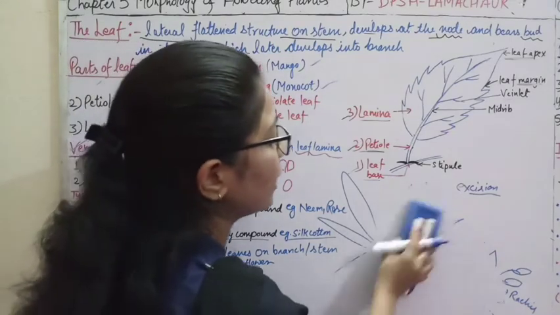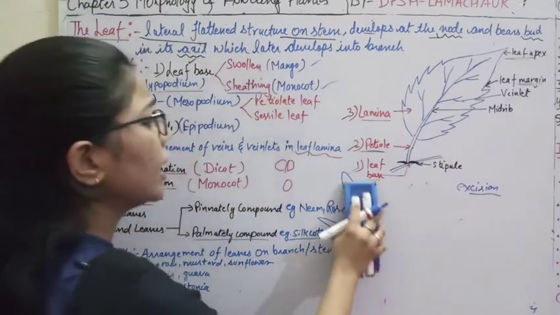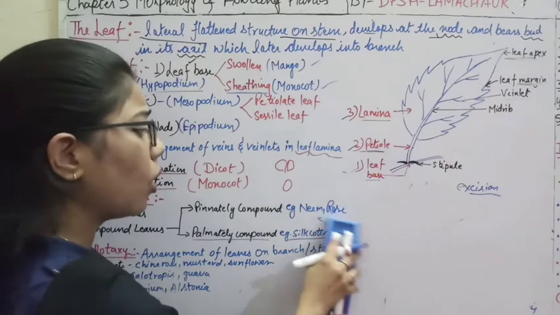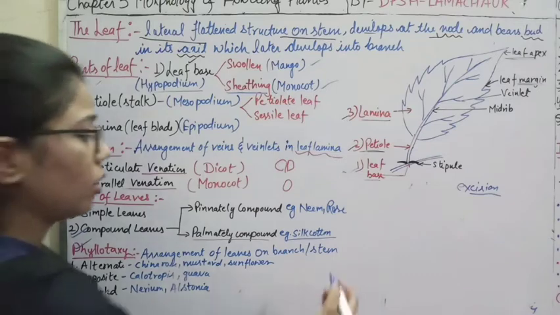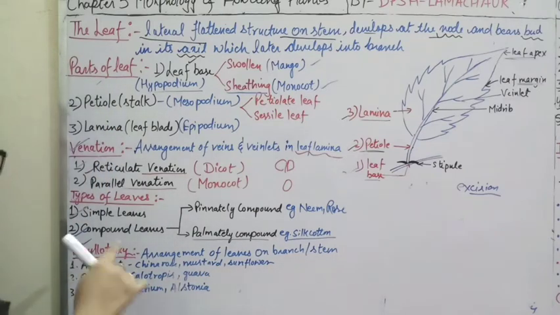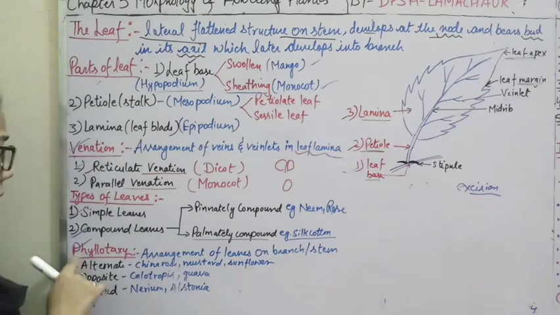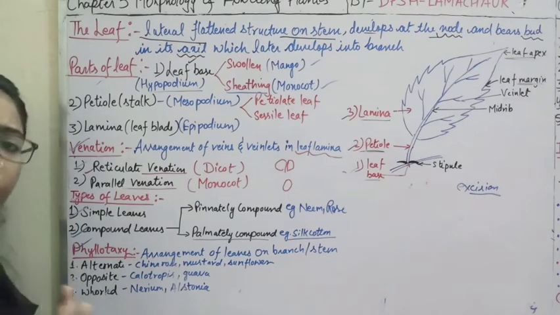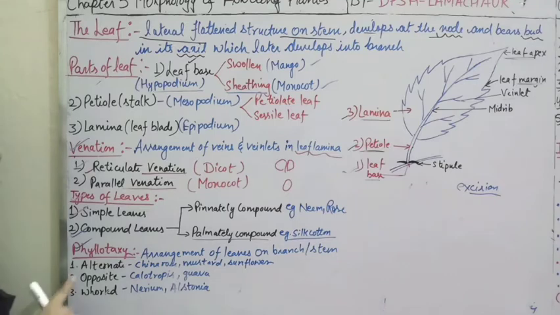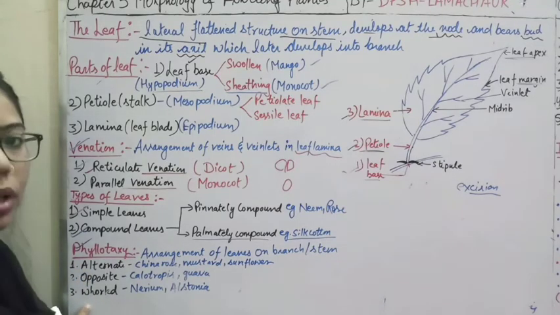If I will say that, what are the characteristics of leaves? Leaves are present always on the stem. So how are they arranged? This comes under phyllotaxy. Right here, we have different phyllotaxy for the leaves. The first one is alternate, the second one is opposite, and the third one is whorled.